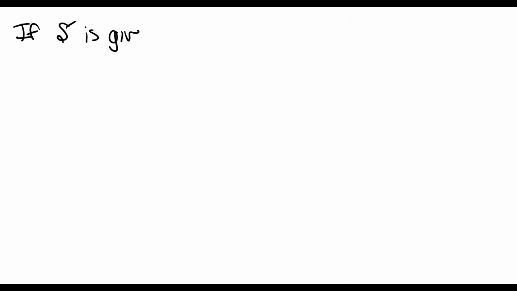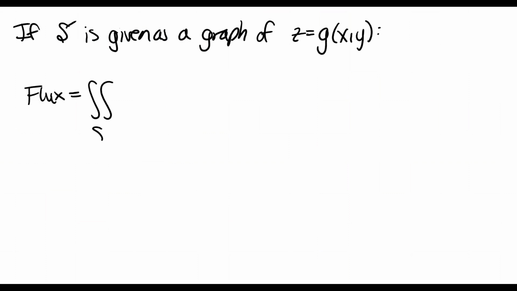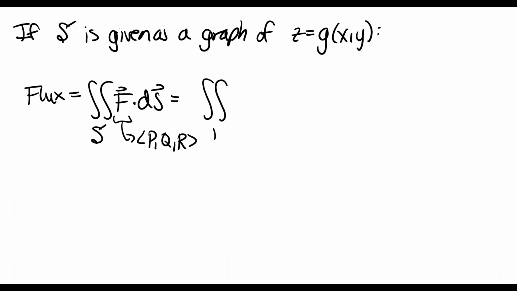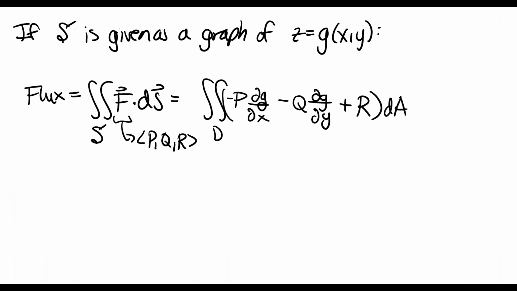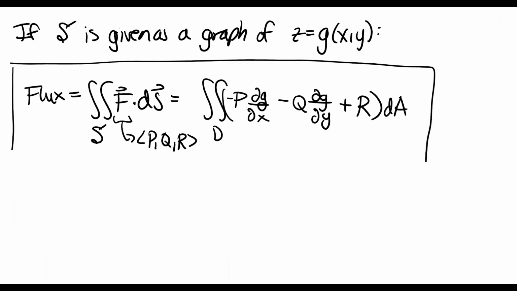Again, if S is given as the graph of a function z = g(x,y), then we can use an alternate formula for flux. If f is given as P, Q, and R, then the surface integral of f across S is the double integral of negative P times the partial derivative of g with respect to x, minus Q times the partial derivative of g with respect to y, plus R.